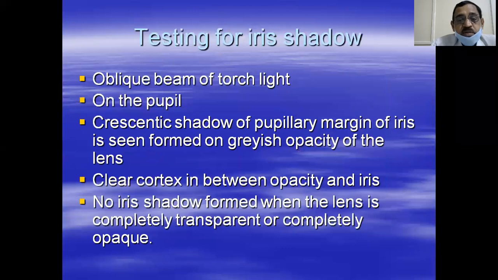When you throw an oblique beam of torchlight onto the pupil, the crescentic shadow of the pupillary margin will be seen on the anterior capsular grayish opacity of the lens. For you to observe the iris shadow, you must have both a lenticular opacity and also clear, transparent lens fibers.